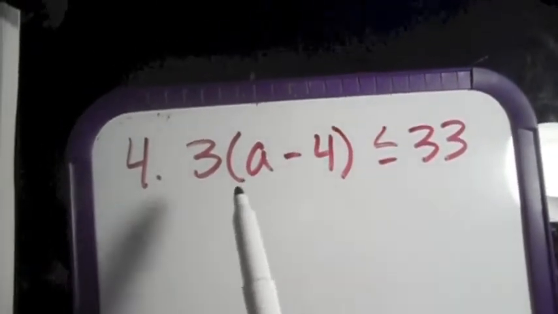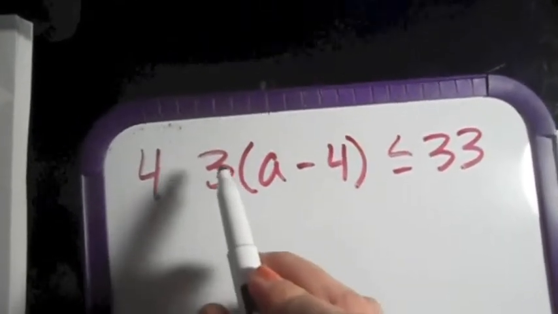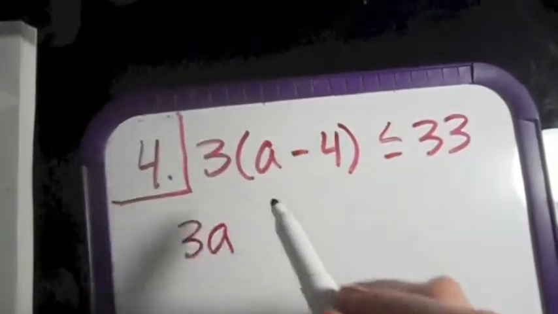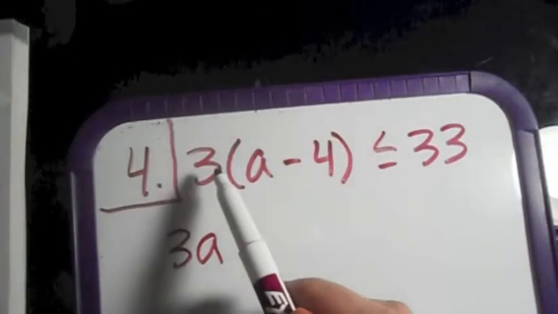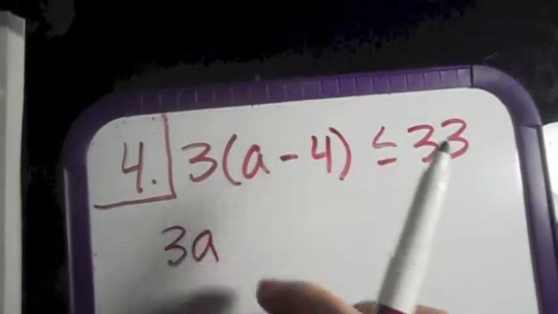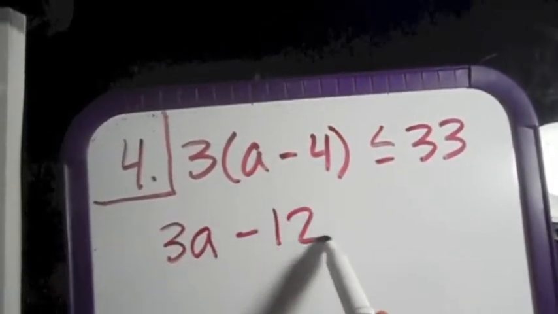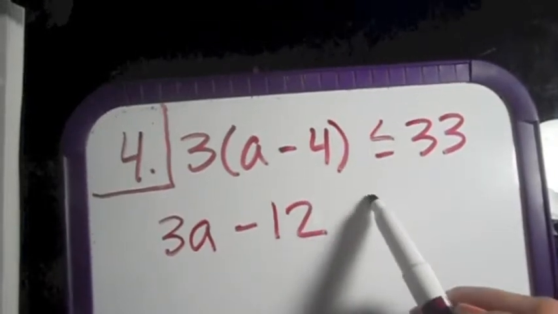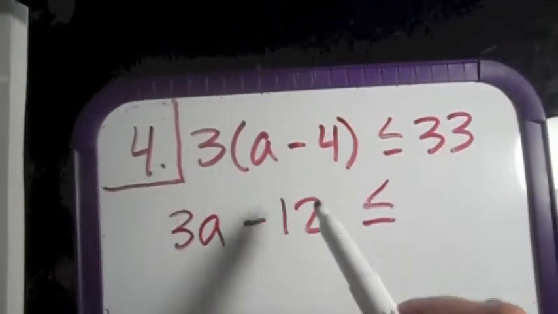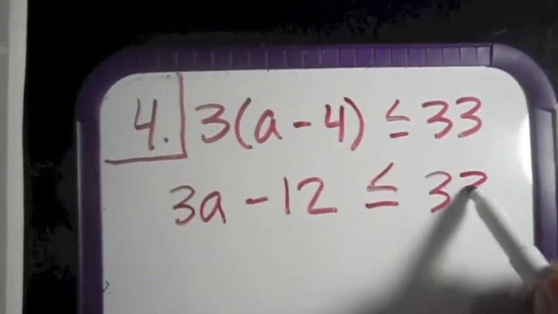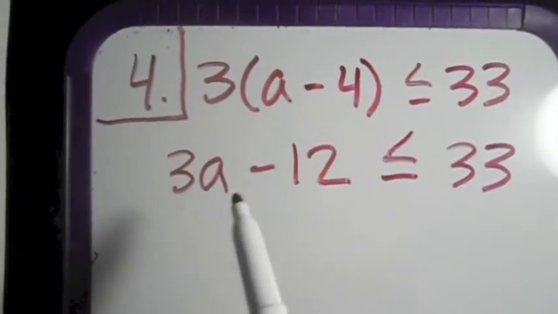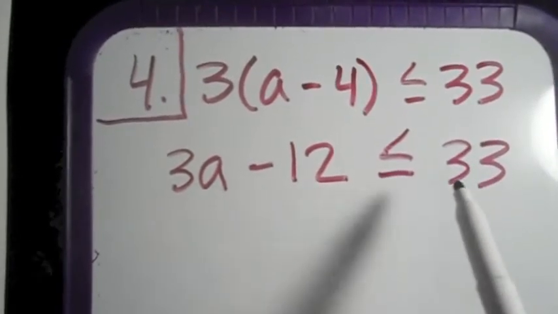Now what does that mean, distribute? We're going to multiply 3 times a. I'm going to separate this. Okay, 3 times a. Now what is 3 times negative 4? We multiply them together, that's a negative 12. Okay, we'll keep the sign how it is. We haven't done anything to change the inequality yet. All we did was distribute a 3. Now we keep 33 the same. So this is our new line that we're looking at. This inequality has 3a minus 12 is less than or equal to 33.